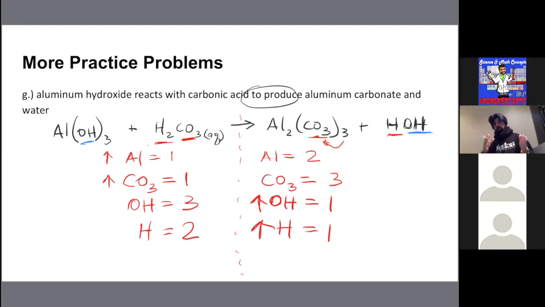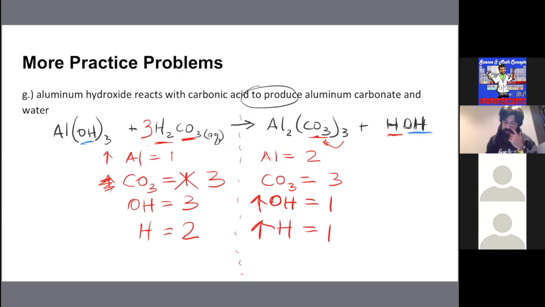So the rule of thumb is this: when we're balancing, whenever we have a polyatomic, we want to balance the polyatomic first. So let's balance the carbonate first. So the 1 here isn't going to work. So the 1, we're going to put a 3, because now our carbonate count is going to go up to 3.